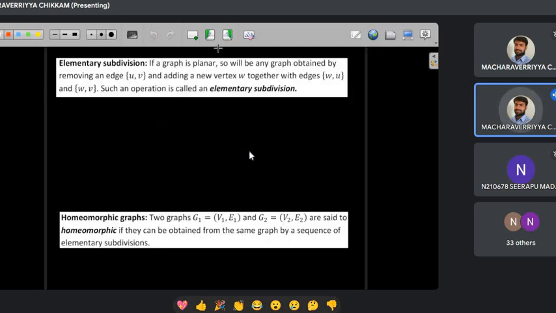Alright. Now let me quickly illustrate what is elementary subdivision. Don't try to read the entire thing, I'll explain. Let's say you have two vertices connected by an edge, U and V. The elementary subdivision of this edge is given like this. You introduce W, one more vertex, and keep it in between U and V. Now you connect U to W and W to V. This is what we call elementary subdivision of UV.